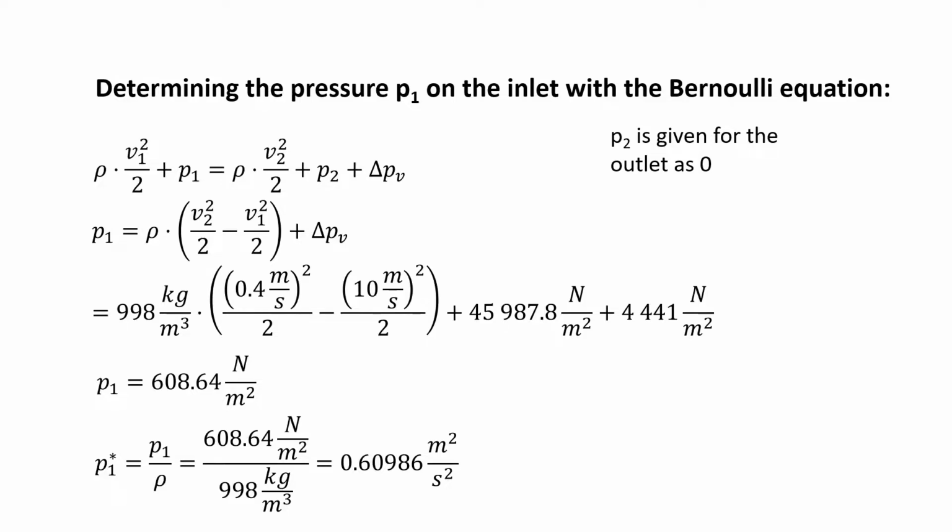In the next line, you find a P1 with an asterisk. The reason is, if you use simpleFoam for calculating the simulation, simpleFoam uses a specific pressure, which means that the pressure is divided by the density of the material. So you will find a specific pressure of 0.09986 square meter divided by square seconds.